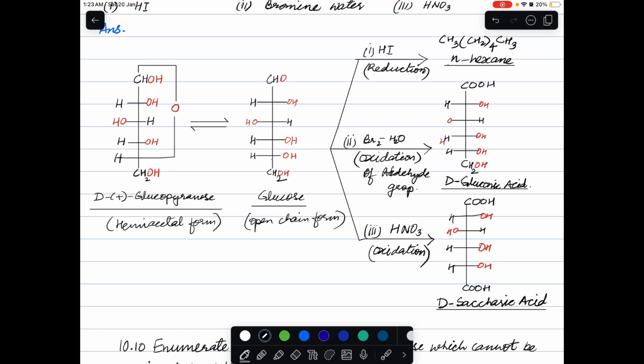While in the third case, when we treat with nitric acid, we have oxidation of both OH and CHO. So have a look here. On the first carbon, CHO is oxidized to a carboxylic acid group, while on the last carbon the OH present is oxidized again to a carboxylic acid group, and the compound which we get here is saccharic acid.